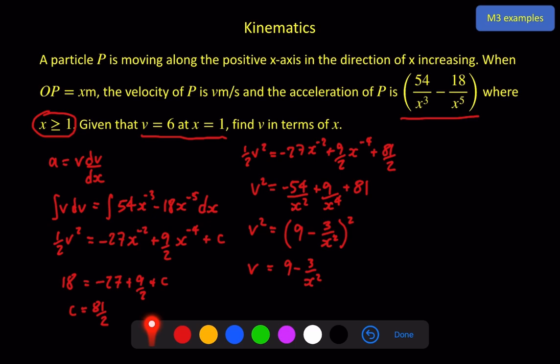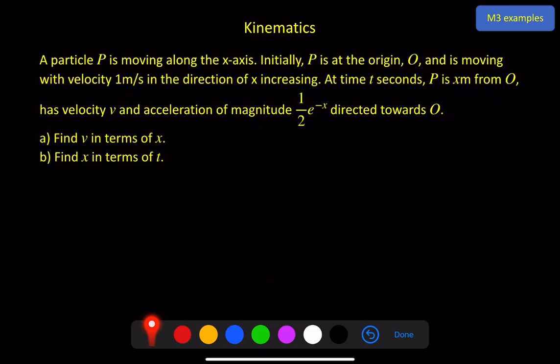Next example. A particle P is moving along the x-axis. Initially P is at the origin and is moving with velocity 1 meter a second in the direction of x increasing. At time t seconds, P is x meters from O, has velocity v and acceleration magnitude this, directed towards O. So we're moving away from O because initially we're at the origin and we've got a velocity of 1, but the acceleration is directed towards O, so this is a negative acceleration.